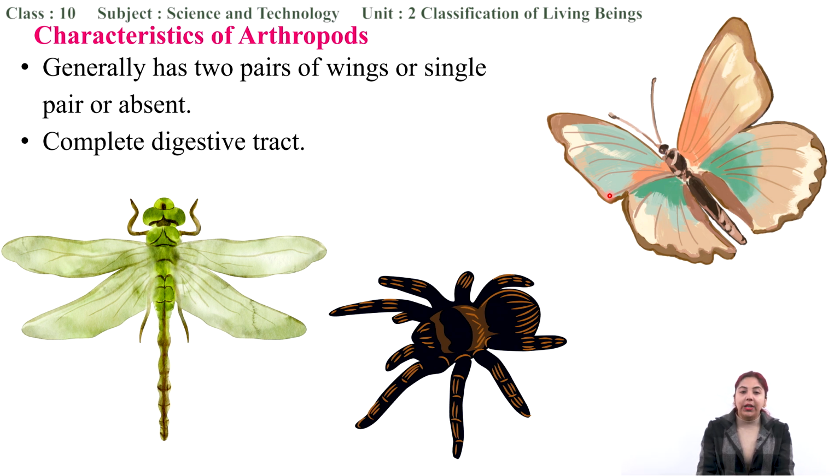Now they have a complete digestive tract. So what do you mean by complete digestive tract? Yes, the digestive system comprises both mouth and anus. That type of digestive system or digestive tract is known as a complete digestive tract.